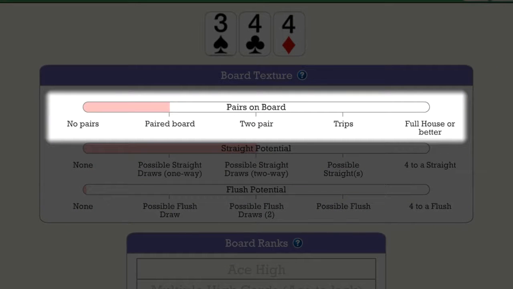The first bar looks at whether the board is paired, or maybe there's even 2 pair or trips on the board. One implication of this is that straights and flushes are not as valuable on paired boards because of the possibility of someone having a full house or even quads.